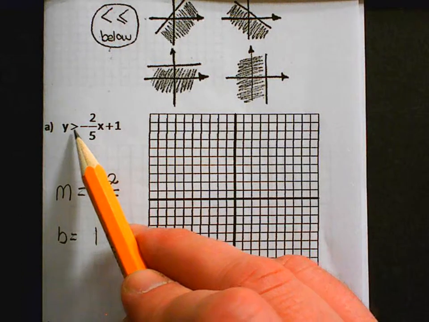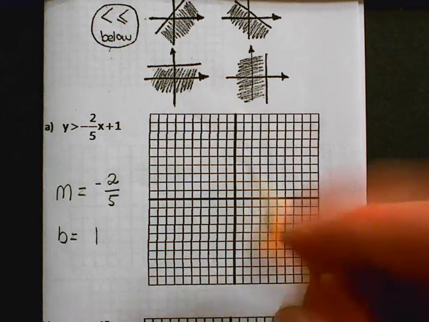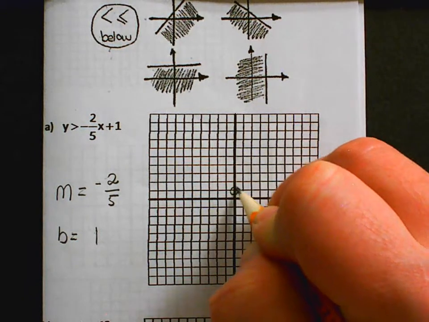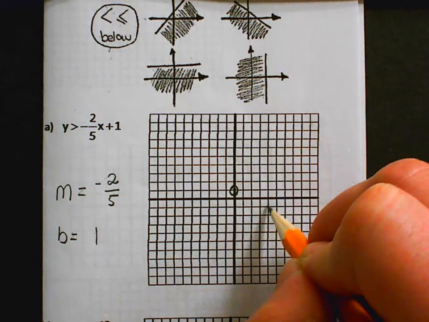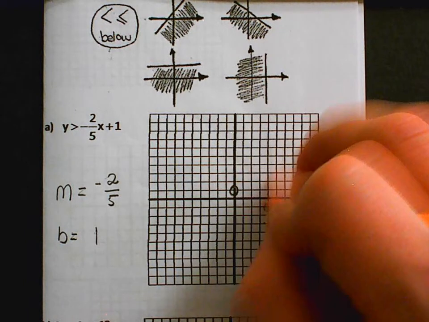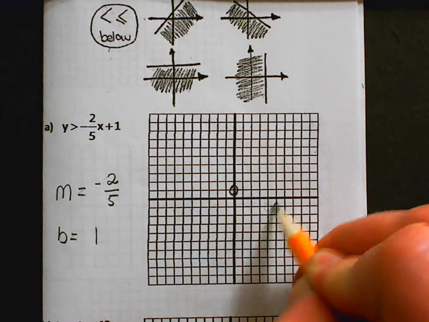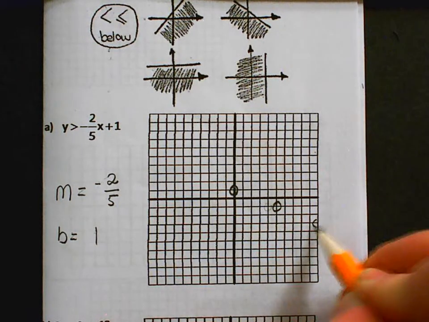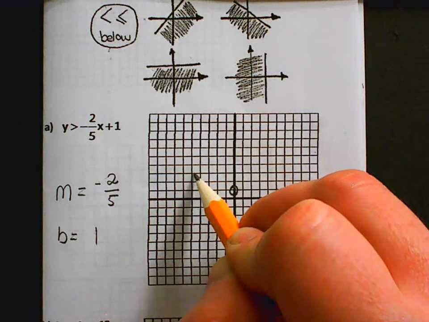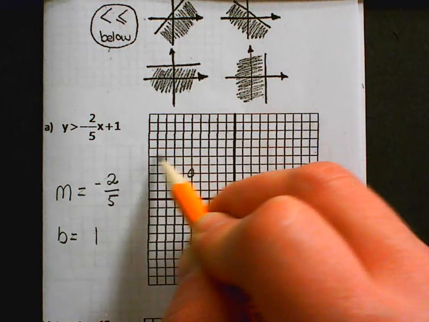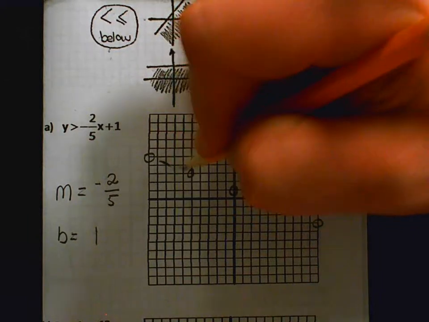Now, because this is less than, it doesn't have the little line underneath, we're going to use empty circles. So we're going to start at 1 with an empty circle, and from there, we're going to go down 2 over 5: down 2, then over 1, 2, 3, 4, 5. Then we're going to go backwards, up 2 over 5, and up 2 over 5. And we're going to connect these points with a dashed line.